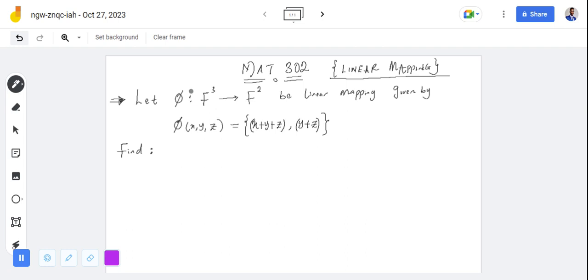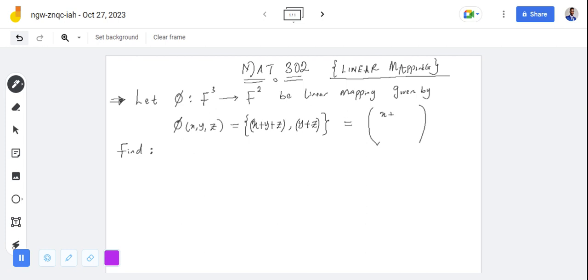Okay, so if we let this phi be a linear mapping from this to this, the linear mapping is given by this expression here, which simply implies that the linear mapping phi of x, y, z is equal to x plus y plus z and y plus z. Do you know that I can present this in matrix form, whereby this linear mapping of x, y, z, which is equal to this expression, can be expressed in matrix form such that we have this first result here, this x plus y plus z.